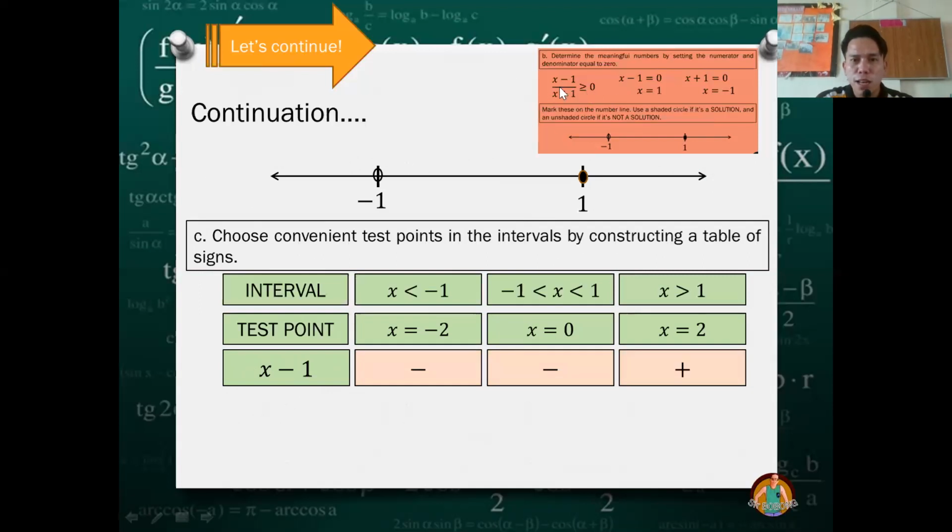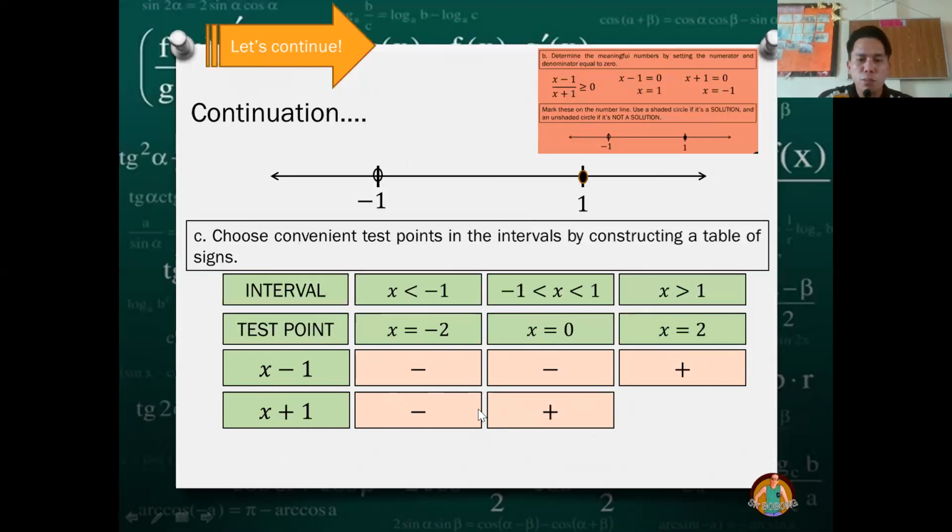Try naman natin itong denominator, which is x plus 1. Okay? So, x plus 1. So, if x is negative 2, so negative 2 plus 1, ano yung sagot niya? It is negative 1. So, ano yung sign? So, negative. Okay? So, if x is 0, so 0 yung x, ano yung sign ng sagot? Positive 1. Okay? So, kapag 2 naman, so 2 plus 1 will give us positive 3. So, yung sign niya is positive. Okay?